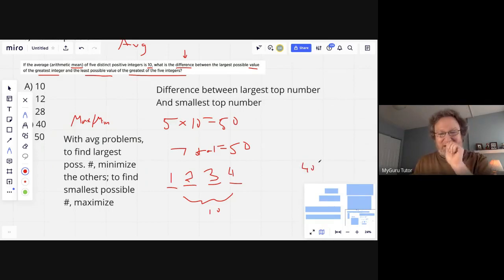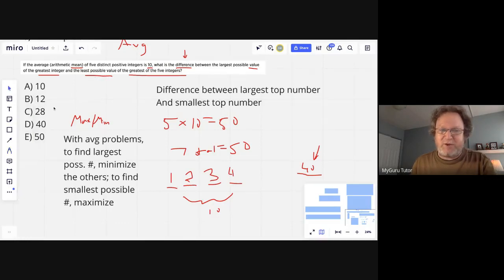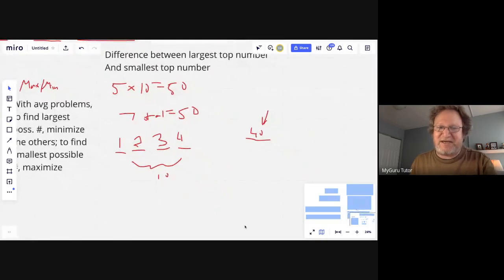So the greatest possible number is going to have to be 40. We've minimized everything else, and we've maximized this. Now the second part is a little bit trickier. The least possible value of the greatest of the 5 integers. So we're looking for a low value on the high side.